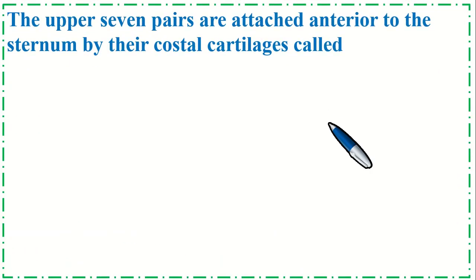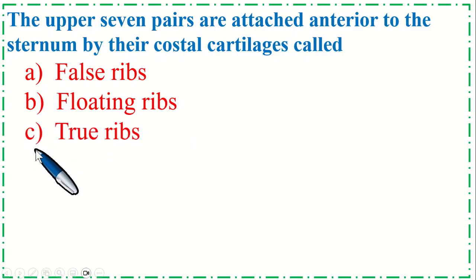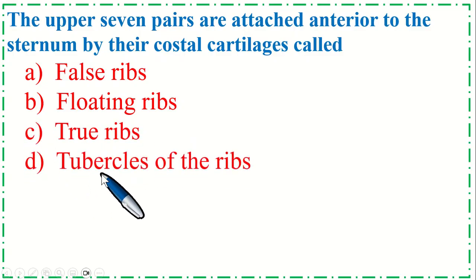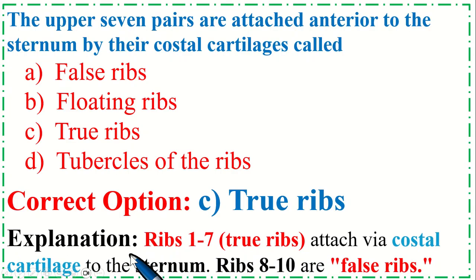So this is very important MCQs. The upper 7 pair are attached interior to the sternum by their costal cartilages called option A false ribs, B floating ribs, C true ribs and option D tubercles of the ribs. So the correct option is C true ribs. Ribs 1 to 7 are true ribs attached via costal cartilage to the sternum. Ribs 8 to 10 are false ribs.